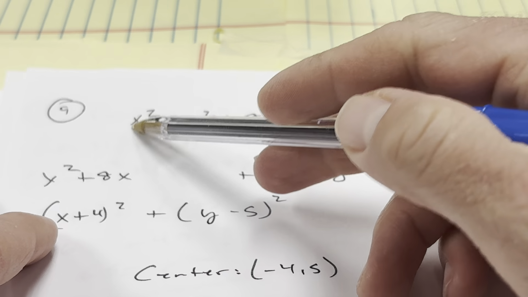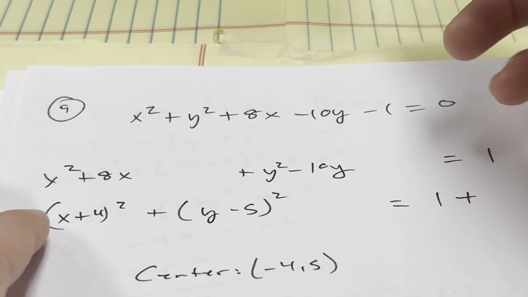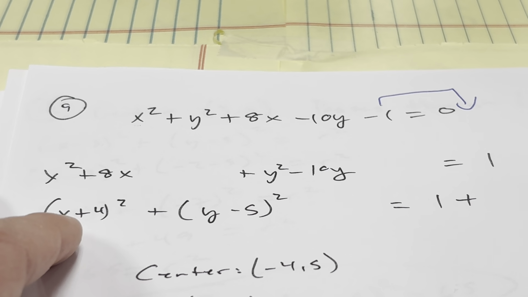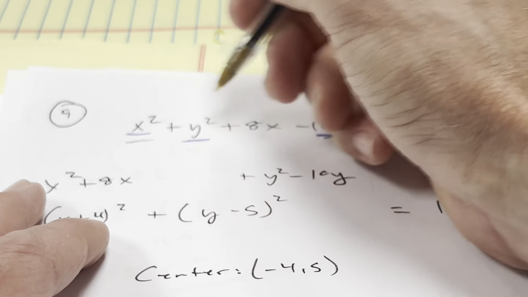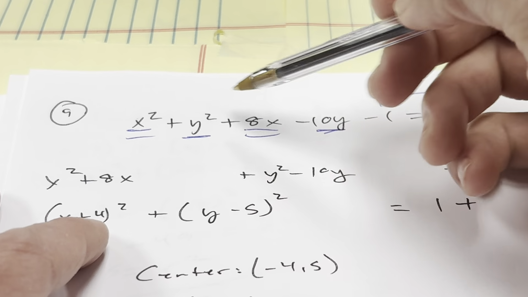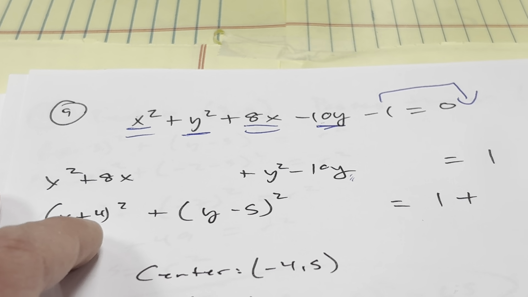All right, x squared plus y squared plus 8x minus 10y minus 1 equals 0. So first off, you're going to move the negative 1 over. Then I need to get the y's together, and then I need to put the x's together. So I'm going to say x squared plus 8x, y squared minus 10y.